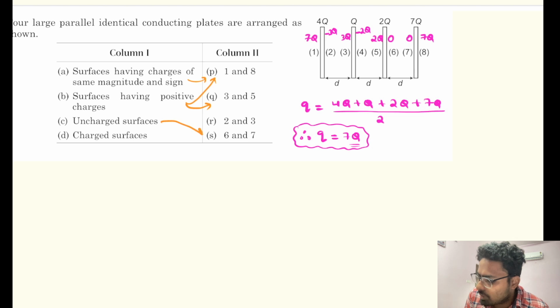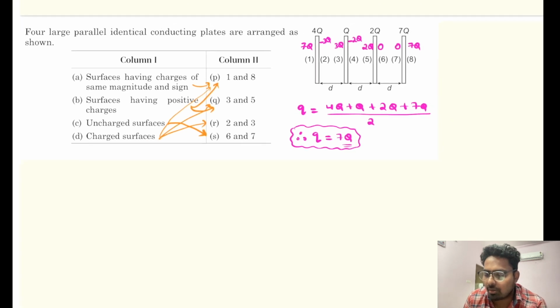So you need to give this for the next one, right? Which are the charged surfaces? Basically all are charged surfaces, except the 6 surface and the 7 surface. The 6 and 7 surfaces are not charged, so they have 0 charge. I hope this concept is also very clear for you.